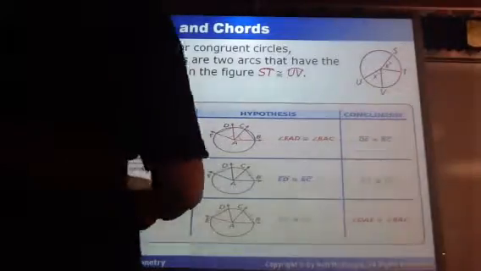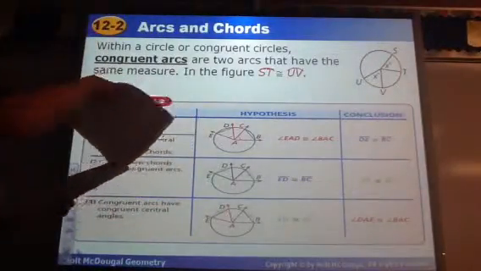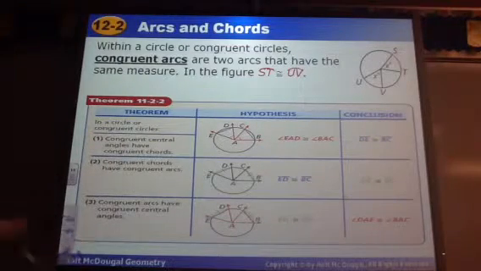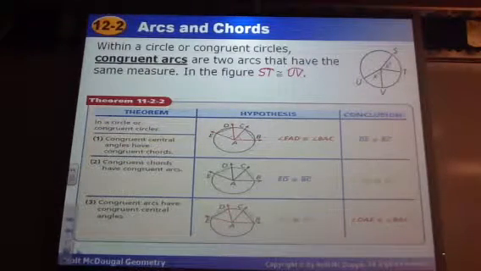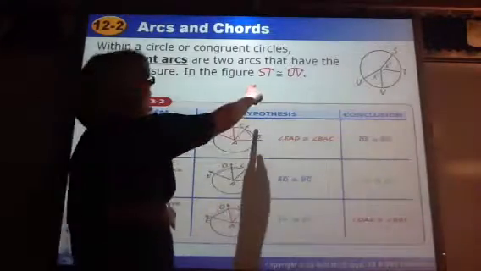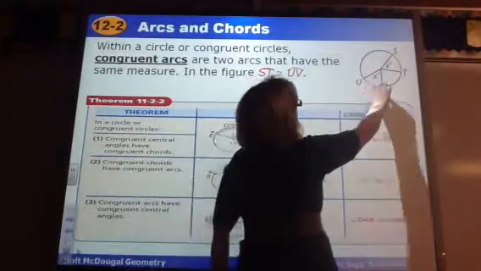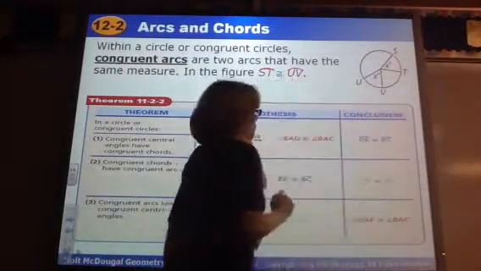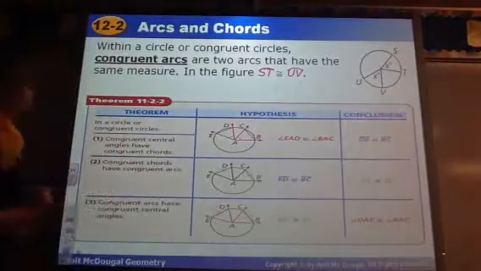All right, this is the second part of Unit 12-2, Arcs and Chords. Within a circle or congruent circles, congruent arcs are two arcs that have the same measure. In the figure, you've got arc ST and arc UV. You know they're congruent because their central angles are congruent. So let's look at some theorems.